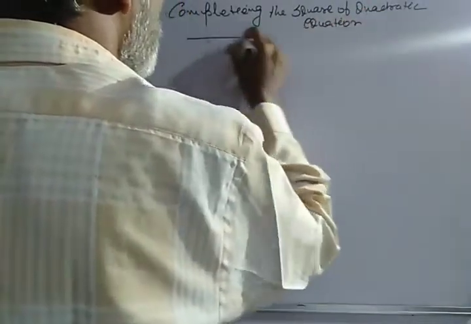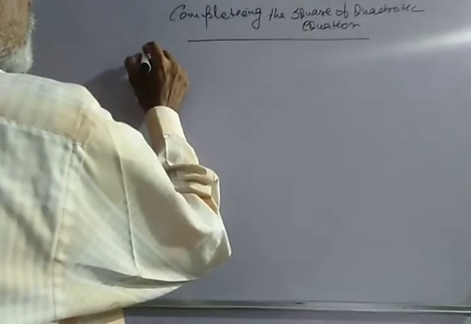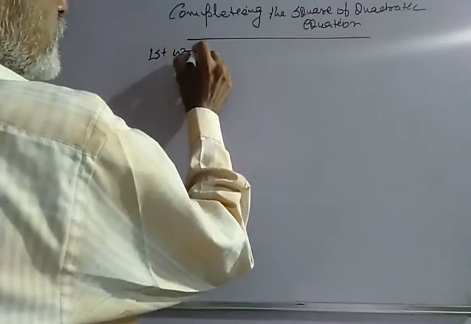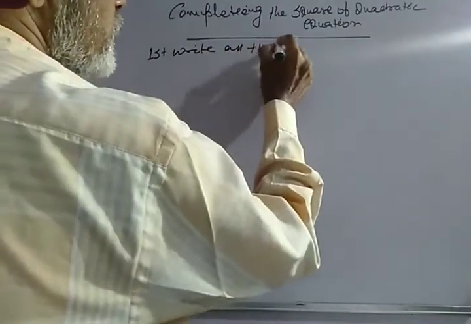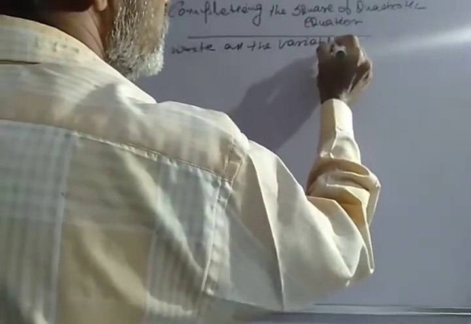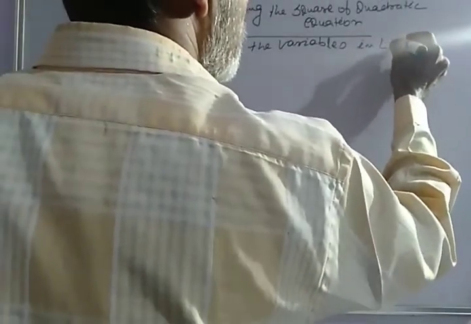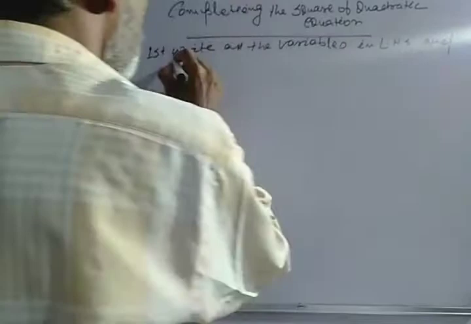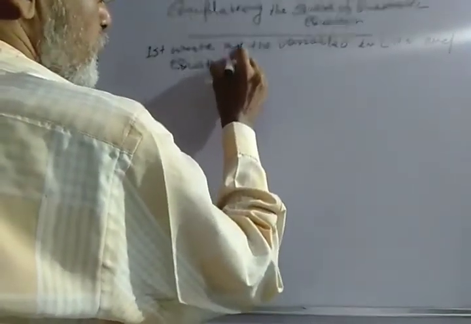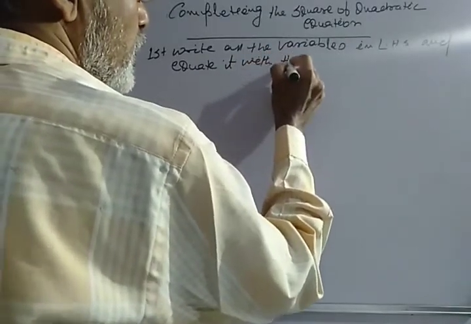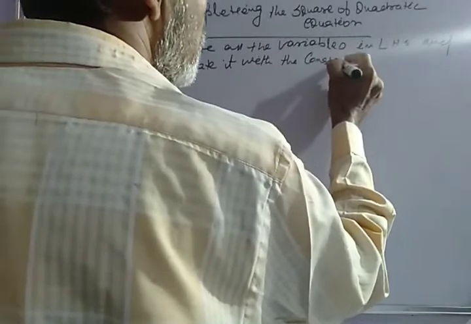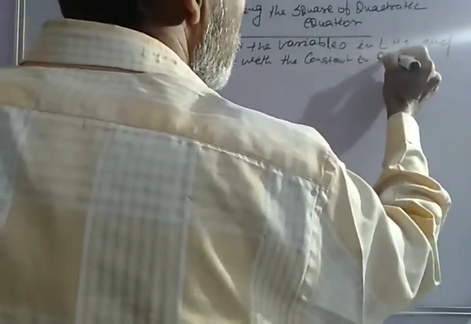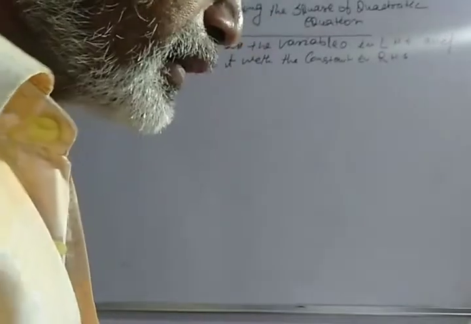Completing the square of a quadratic equation. In this case, first write all the terms related to the variable x on the left-hand side and equate it with the constants on the right-hand side.